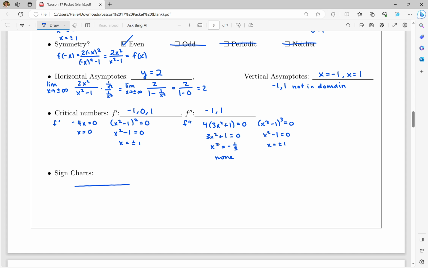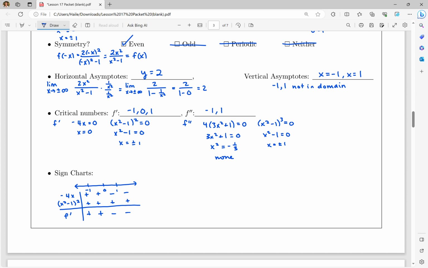So for f prime, I put my 3 critical numbers on there. We have negative 1, 0, and 1, and I write my factors over on the left. So we have negative 4x, and we have x squared minus 1 squared. So anything squared is going to always be positive. So no matter what I plug in, this thing is always going to be positive. Negative 4x is going to be positive for anything less than 0, and negative for anything greater than 0. So if I then multiply these signs, I'm going to get positive, positive, negative, negative.